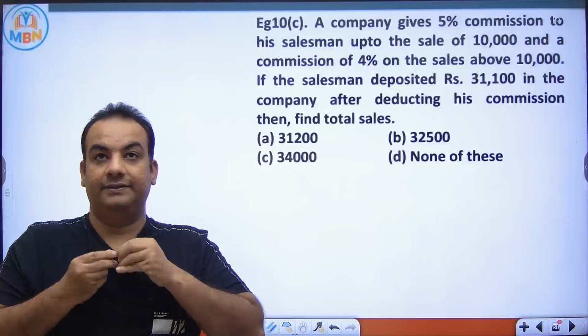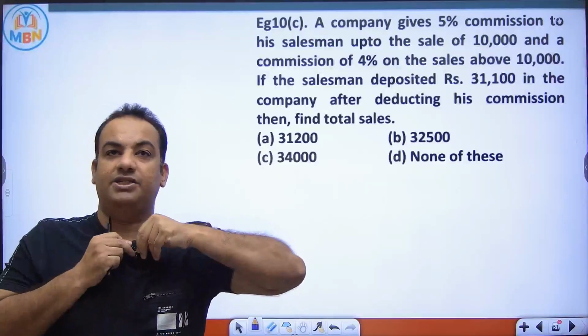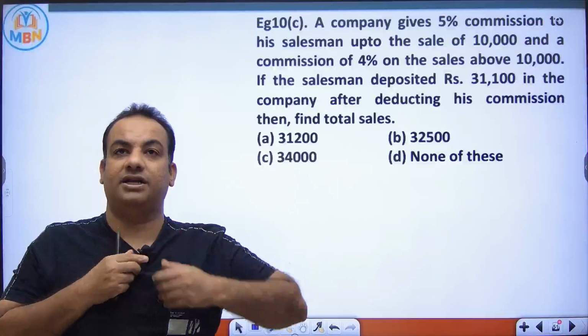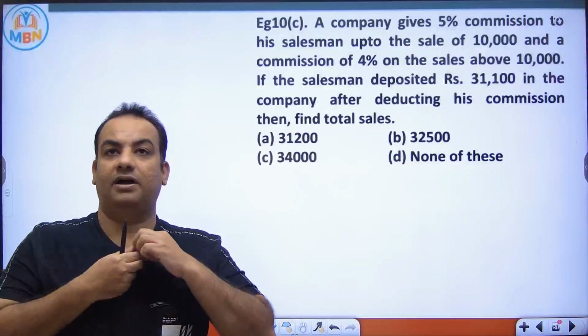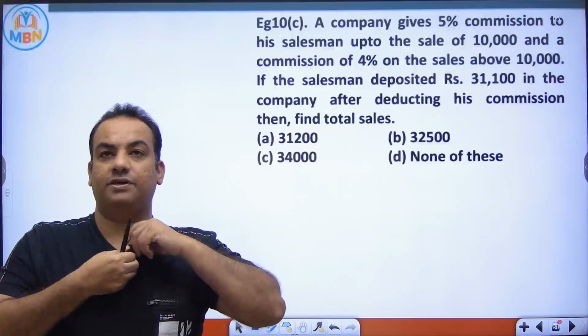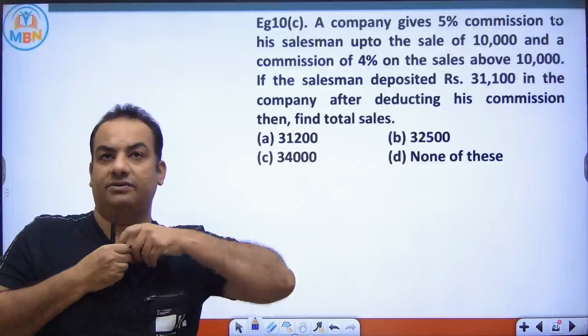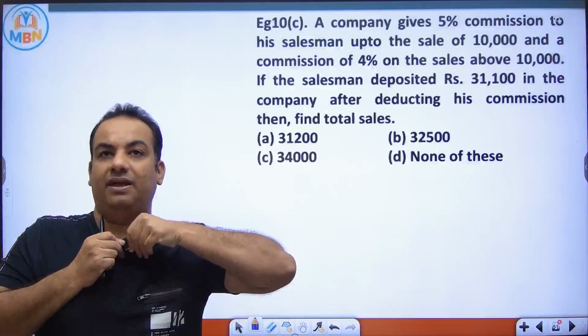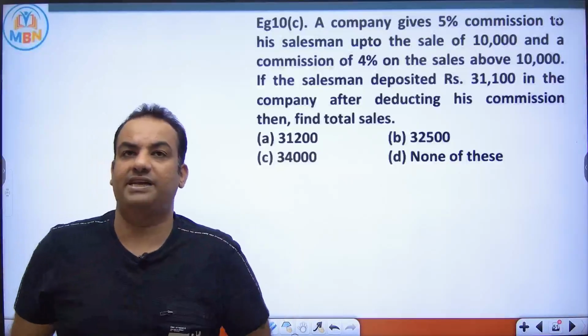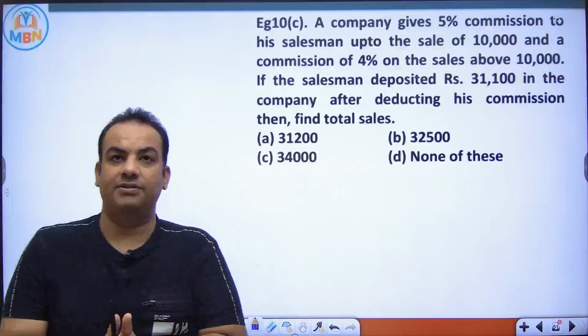Okay. A company gives 5% commission to its salesman up to the sale of 10,000 and a commission of 4% on the sales above 10,000. If the salesman deposits 31,100 rupees in company's account, after deducting his commission, find the total sales.